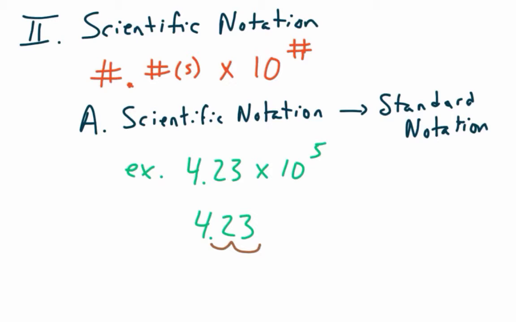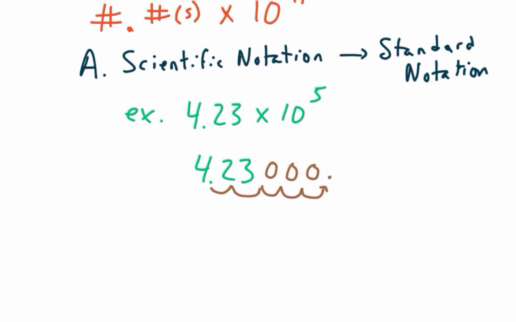The common mistake is that people just throw 5 zeros on the end. But how many zeros are we going to put on the end? 3. Because 2 jumps get me to the end of the number, so I have 3 more jumps to go. My decimal point needs to go there, so I need to put in 3 zeros to hold the place. So my final answer is going to be 423,000.